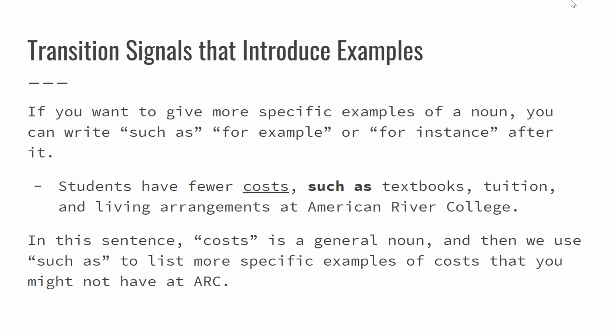If you want to give more specific examples of a noun, you can write such as, for example, or for instance after it. Here's an example. Students have fewer costs, such as textbooks, tuition, and living arrangements at American River College. In this sentence, costs is a general noun, and then we use such as to list more specific examples of costs that you might not have at ARC.